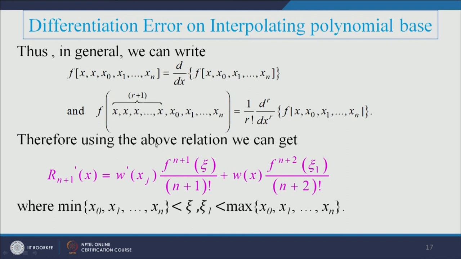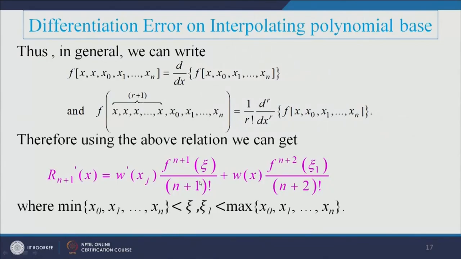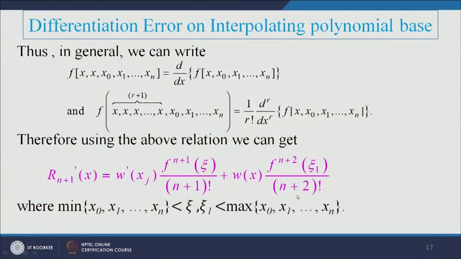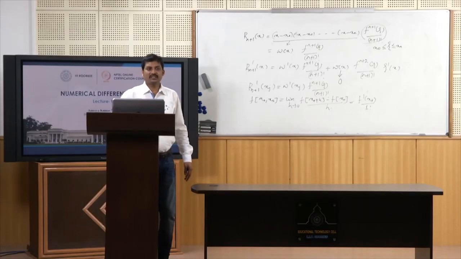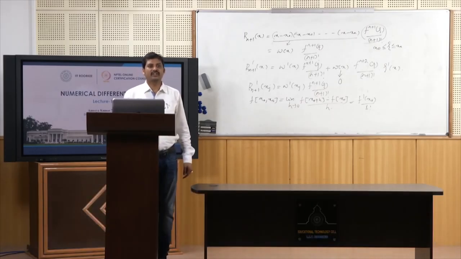If you use this expression in the complete derivative term of this remainder term, then we can get R_{n+1}'(x) as omega'(x_j) f^(n+1)(zeta) by (n+1)! plus the arguments involved for this derivative of f^(n+1)(zeta) by (n+1) terms there. So that can be represented as omega(x) f^(n+2)(zeta) by (n+2) factorial. In the next lecture we will continue with how we can obtain this differentiation for the central difference approximations. Thank you for listening to the lecture.